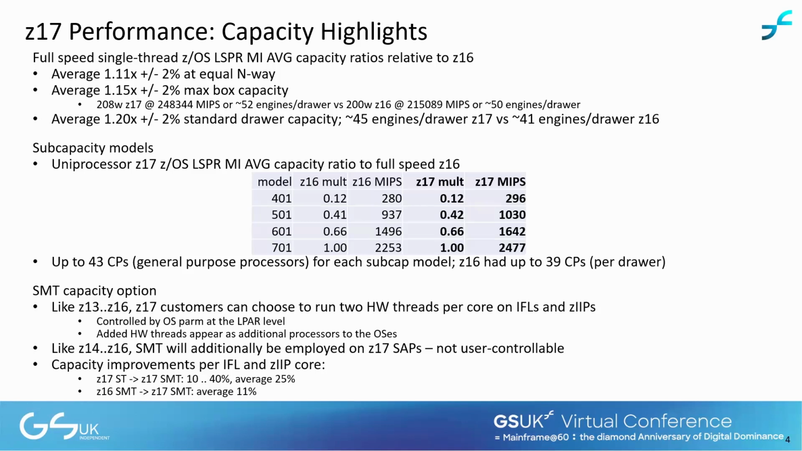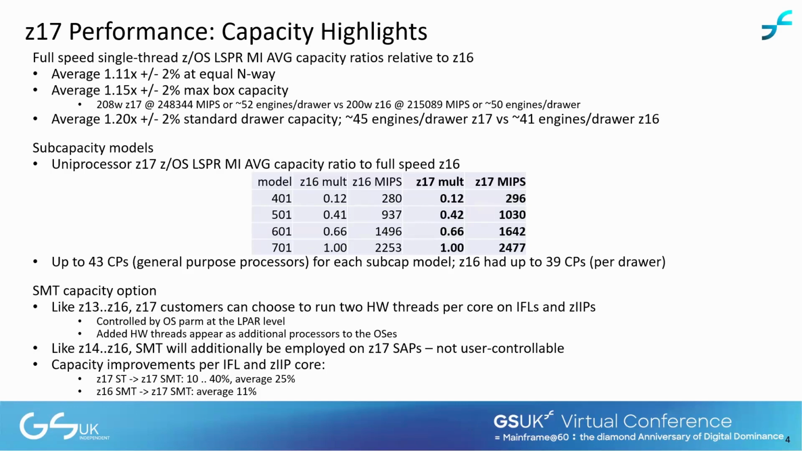The subcap line is still limited to the number of GPs that would fit in a single standard drawer. And so for Z16, that was 39. Z17, that's up to 43 now. And then the final blurb at the bottom about SMT, this hasn't changed since really Z14, Z15. You have the option to turn on SMT2 on IFLs and zIIPs. It's on by default on the SAPs.